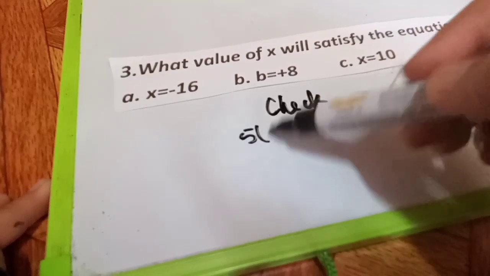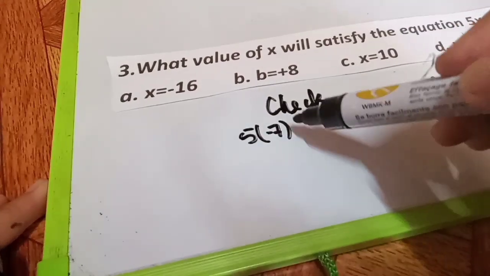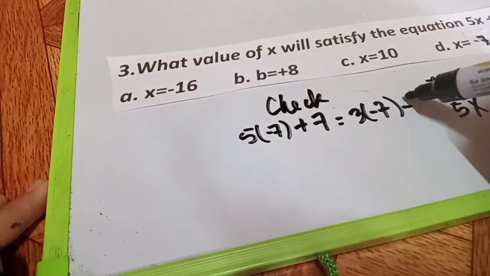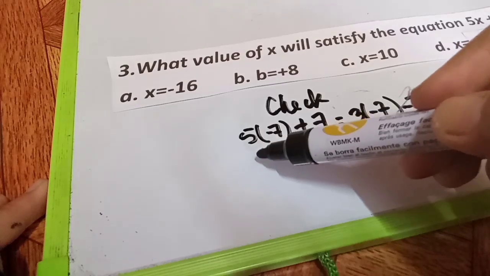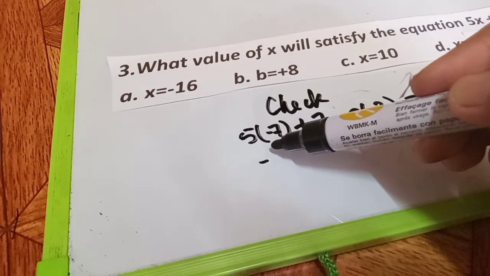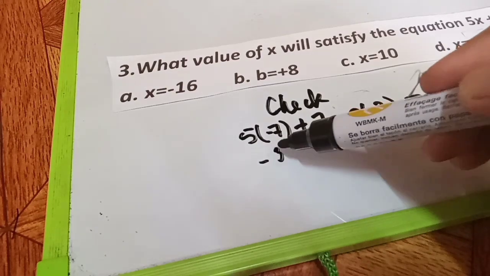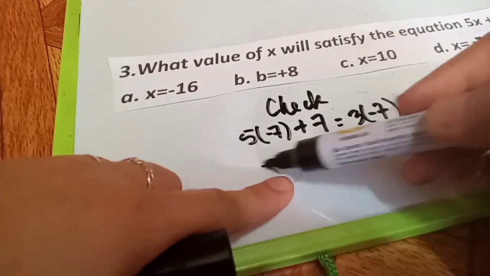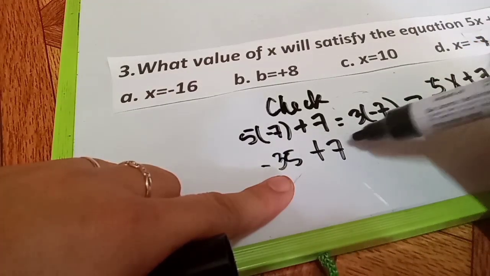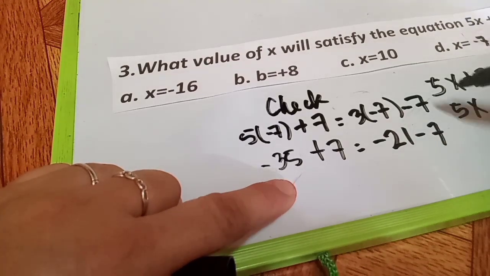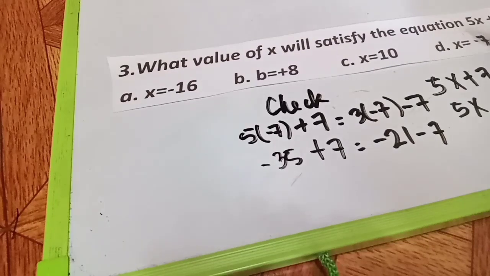So, 5 multiplied by negative 7 plus 7 is equal to 3 times negative 7 minus 7. So, 5 times 7 will become negative 35, plus 7, and this will become negative 21 minus 7. Automatically, negative 35 plus 7.